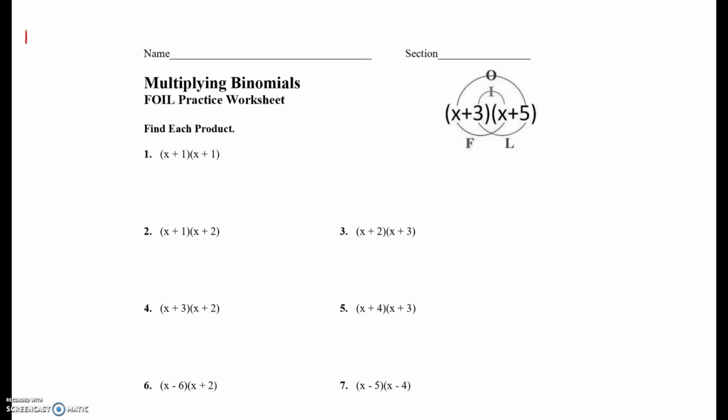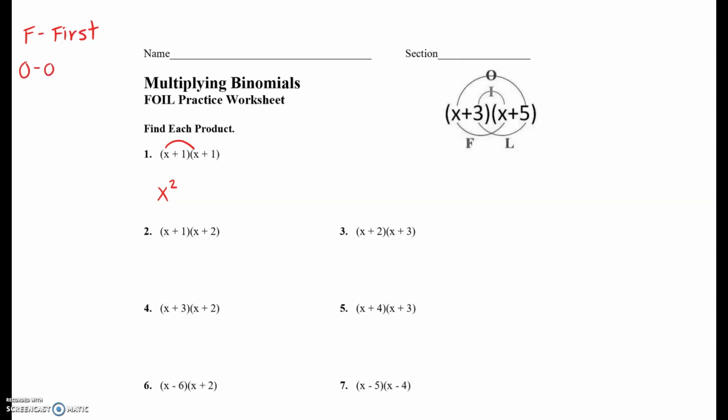a word. So F stands for first. And what that means is you're going to multiply the first term in each parenthesis. You're going to multiply x times x, and knowing from last week we should add the exponents, that would result in x squared.